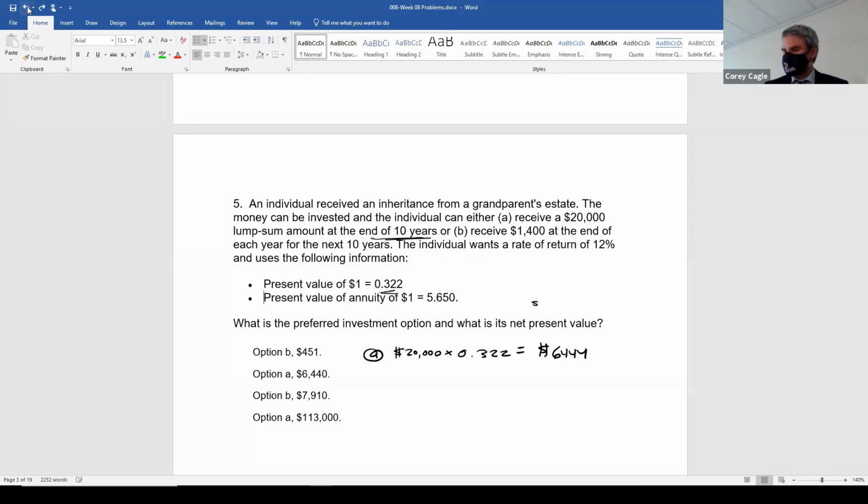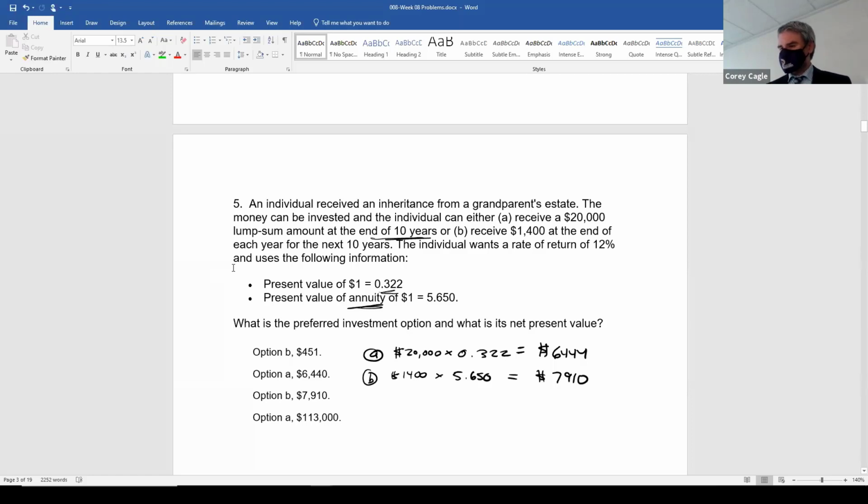All right. Option B is an amount every year for the next 10 years. Every year means it's an annuity, right? So we're getting $1,400 every year. End of every year. So we would look at the annuity table. $7,910. That's what that's worth. So the value of this one is bigger.